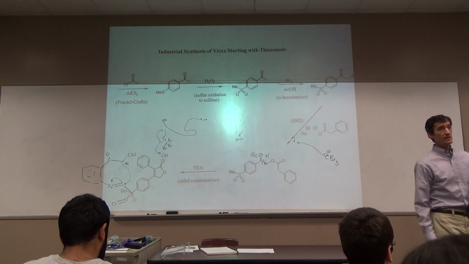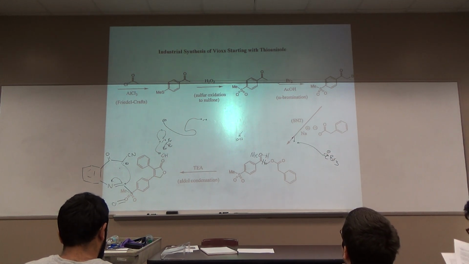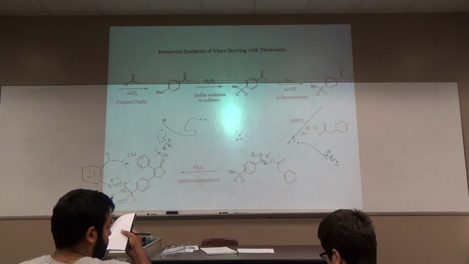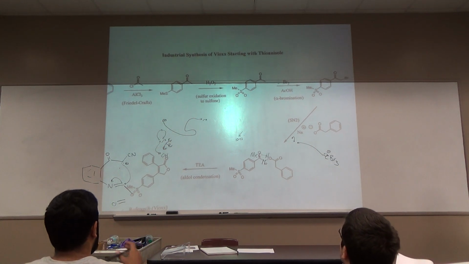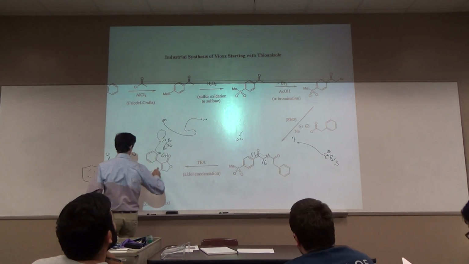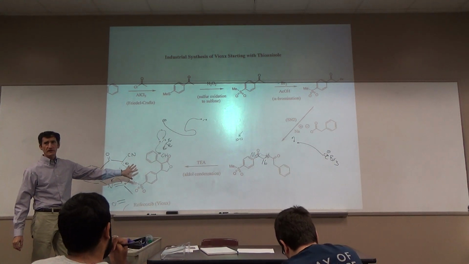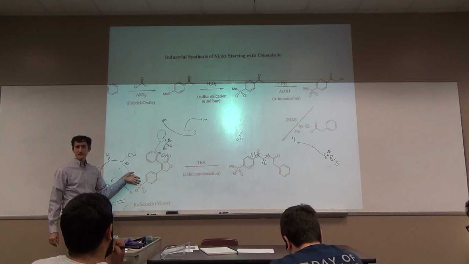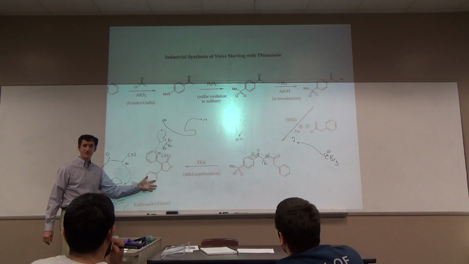Vioxx used to be a $1 billion selling drug to treat things like arthritis. It had to be pulled because of heart-related side effects. Everybody with me? Okay. Here's a synthesis of Vioxx. First off, here's Vioxx here. It's been pulled for about 15 years now. Look at this, a pretty simple organic molecule, yeah? $1 billion, right?